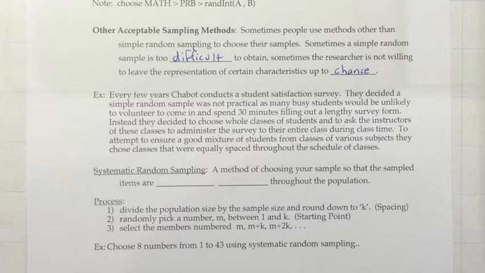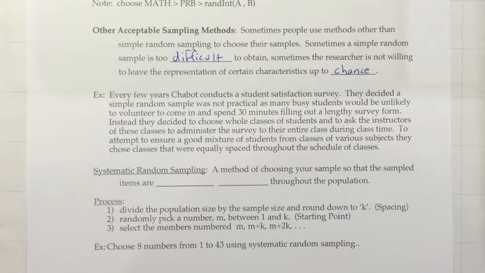They decided a simple random sample was not practical, as many busy students would be unlikely to volunteer to come in and spend 30 minutes filling out a lengthy survey form. Instead, they decided to choose whole classes of students and to ask the instructors of these classes to administer the survey to the entire class during class time. To attempt to ensure a good mixture of students from classes of various subjects, they chose classes that were equally spaced throughout the schedule of classes.